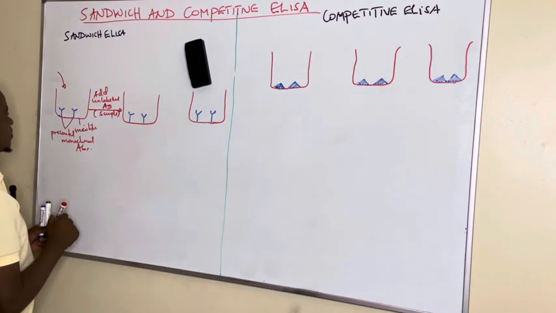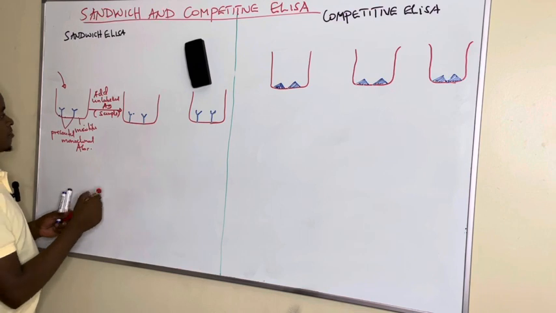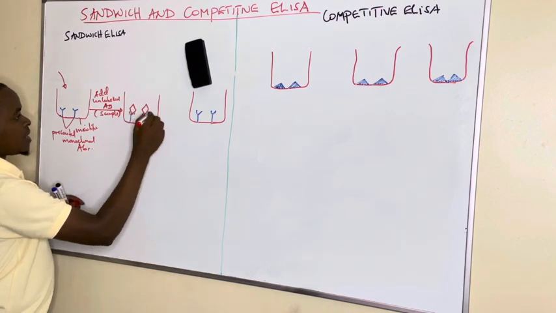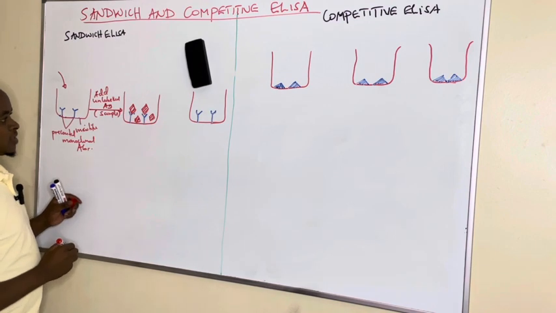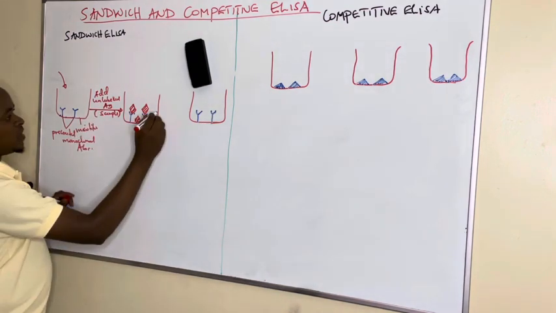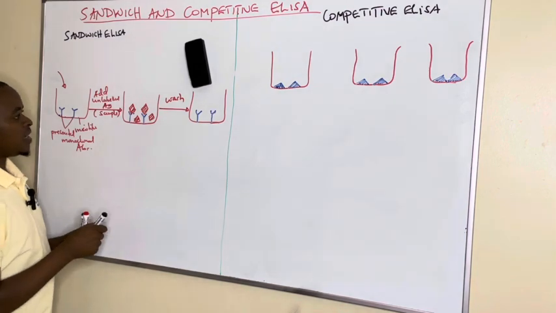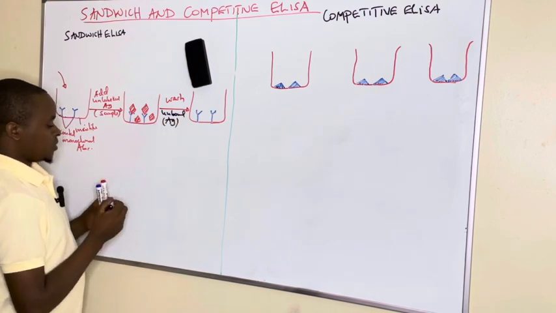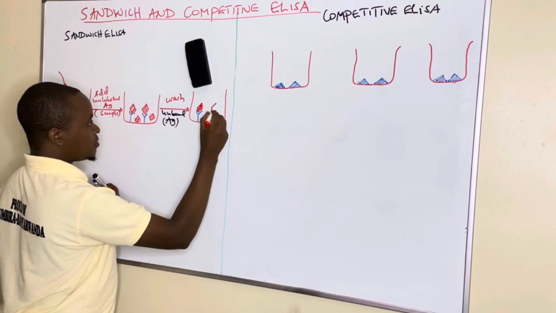After adding this sample, if the antigens present are specific to the paratopes on the pre-coated antibody, they come and bind at the paratopes. But they are in excess, so some will not find where to bind. Our next procedure is to wash with buffer, especially phosphate buffered saline, to remove unbound antigens from the sample. We remain with only the bound antigens from the sample, which we do not know.